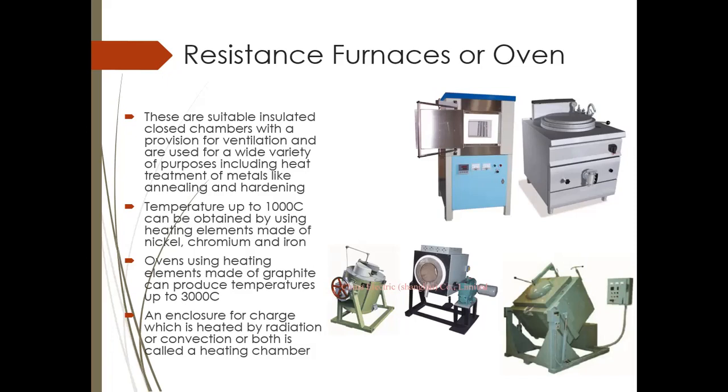Heating elements may consist of circular wires or rectangular ribbons. The ovens are usually made of a metal framework having an internal lining of fire bricks. The heating element may be located on the top, bottom, or sides of the oven. The nature of the insulating material is determined by the maximum temperature required in the oven. An enclosure for the charge, which is heated by radiation or convection, or both, is called a heating chamber.